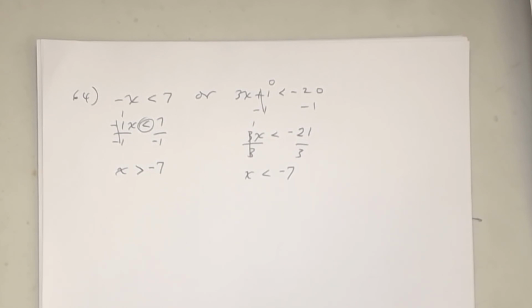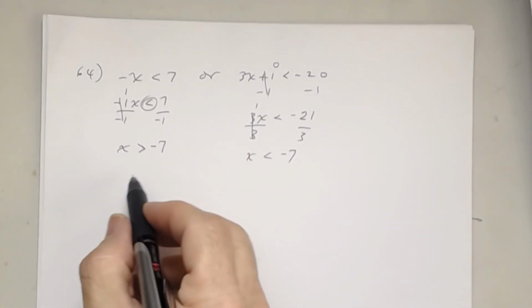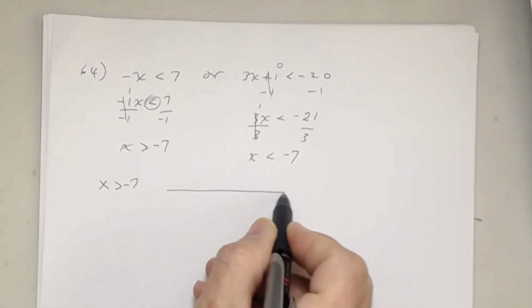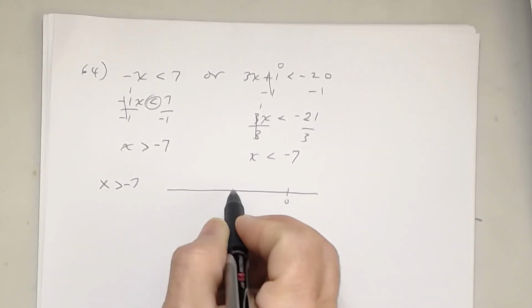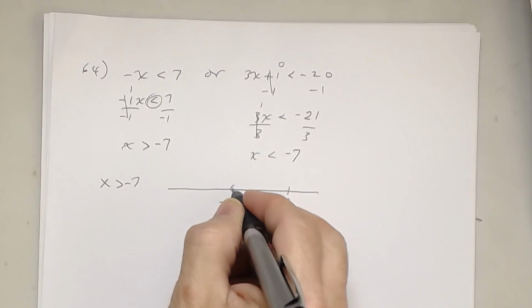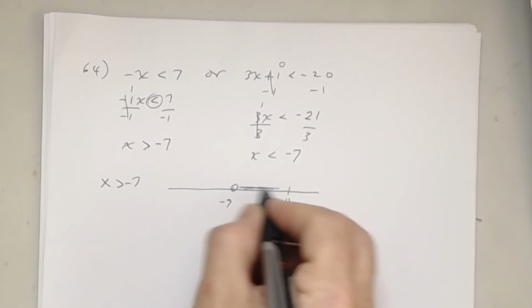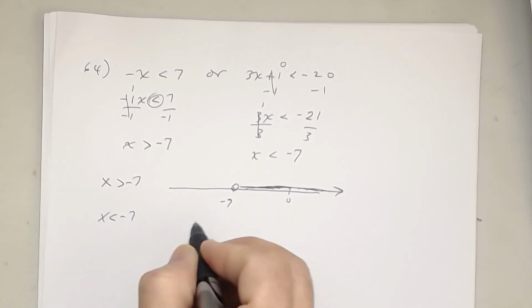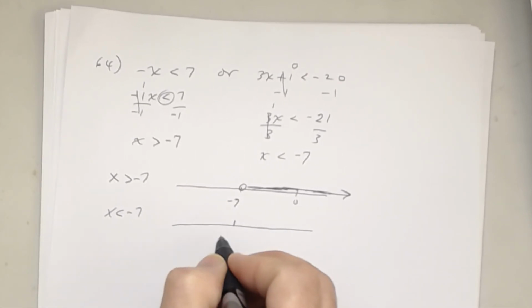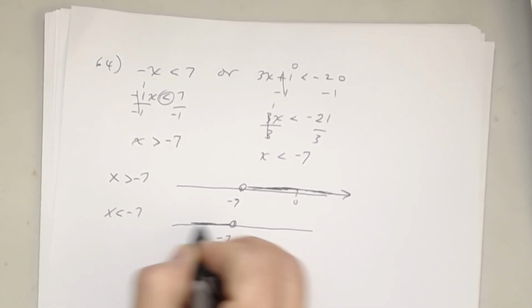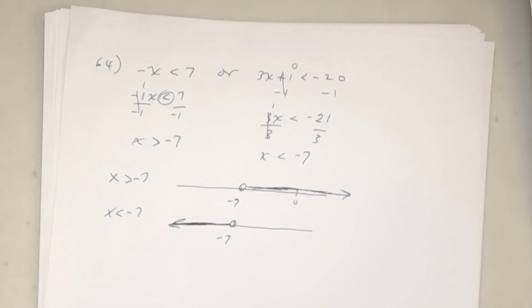All right. Now, let's draw each one individually. So x is greater than negative 7. If this is 0, negative 7 is here. Open or closed? Open. Going to the right, correct? Okay. Now, next one, x is less than negative 7. Negative 7 right under the other one, correct? Open or closed? Going which way? To the left.